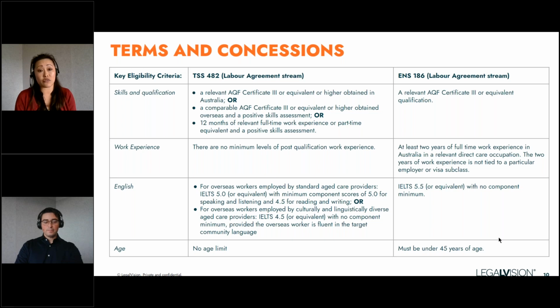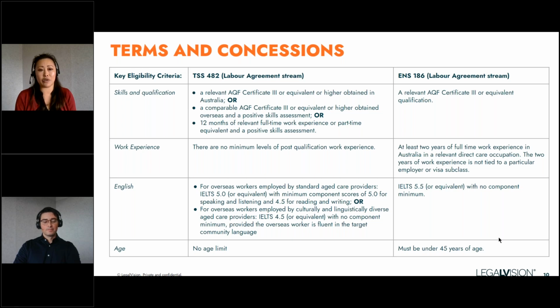And this is, as I explained, quite different to the previous avenues available for aged care providers, where they needed to demonstrate at least an educational qualification plus 2 years of post-qualification work experience. So there is no such thing for the 482 visa under the aged care labour agreement. English is also slightly lower as well, and there's no age limit for the 482 visa. However, when moving on to the permanent residency pathway, there does need to be minimum work experience or skills. So an educational qualification and at least 2 years of work experience in one of the direct care occupations.